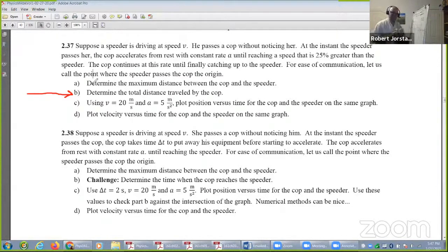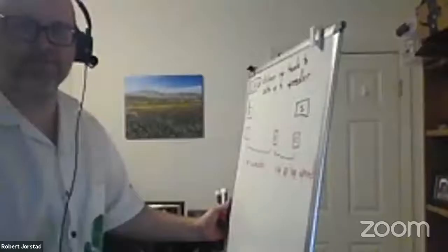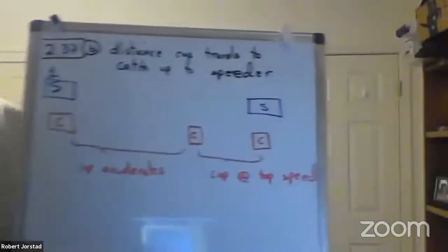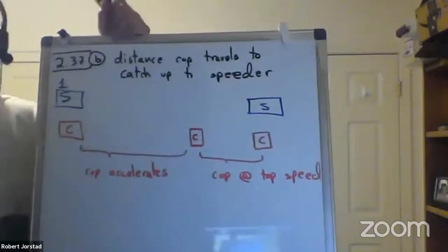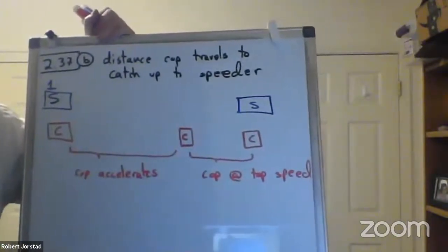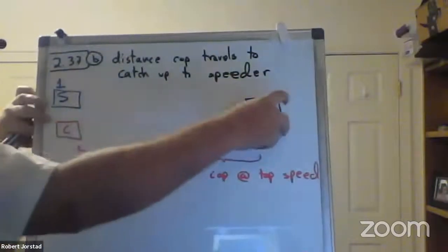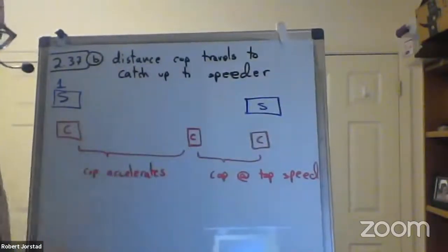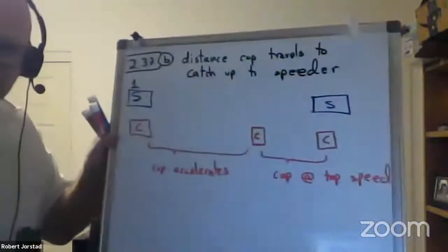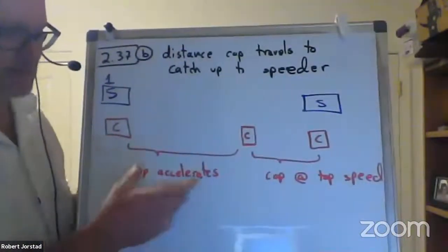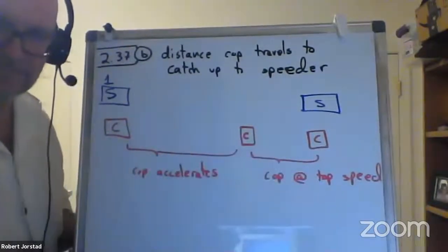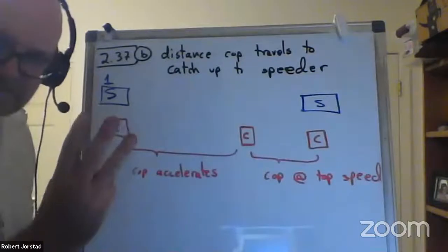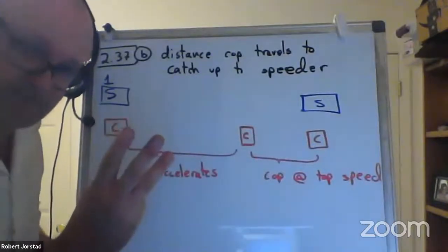Okay, so you've had a second to kind of digest it. I'm going to show you the most important thing on part B. The picture gets trickier. We're looking for the distance the cop travels to catch up, right? So I know that the cop and the speeder have to be at the same position at the end. The issue is the cop is not accelerating for the whole time. The cop is going to accelerate for a portion and then drive at top speed for a portion. This is a three-stage problem, right?